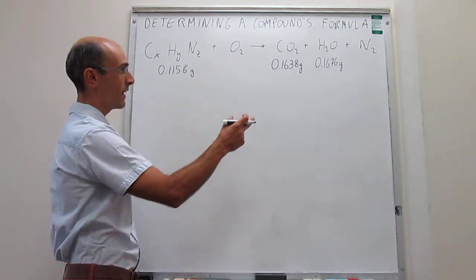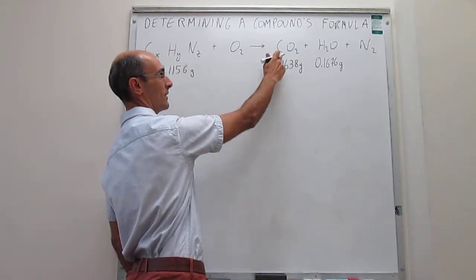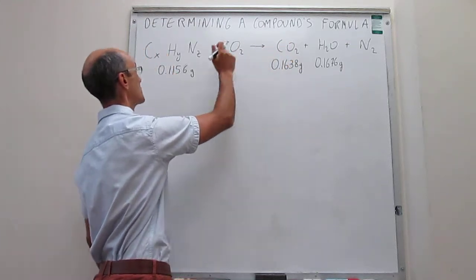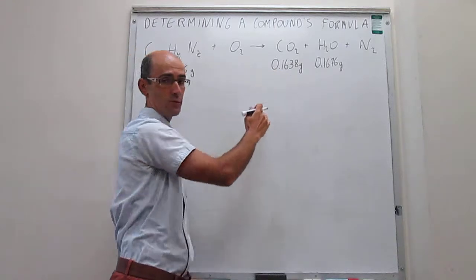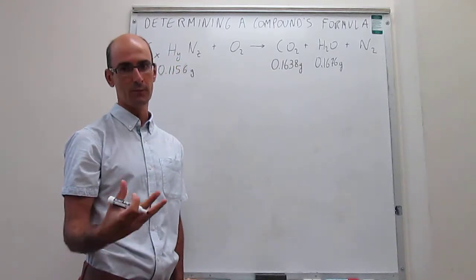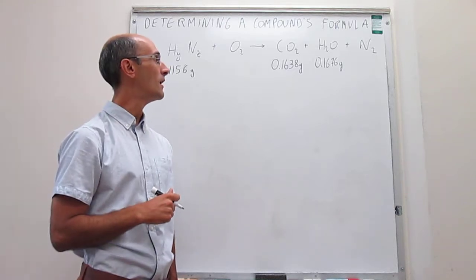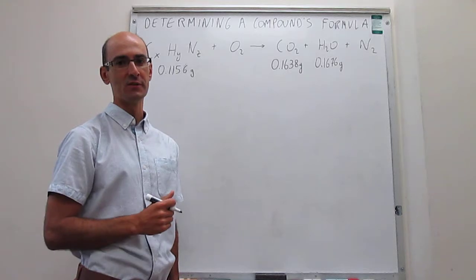Now we have the mass of these products. Again, the key is that all of the carbon that we have in this molecule actually comes from the CO2. Now, this is the mass of CO2, and we only want the mass of carbon. So the question is, how do we get the mass of carbon from CO2? Well, that is done from the calculation of the percent composition.